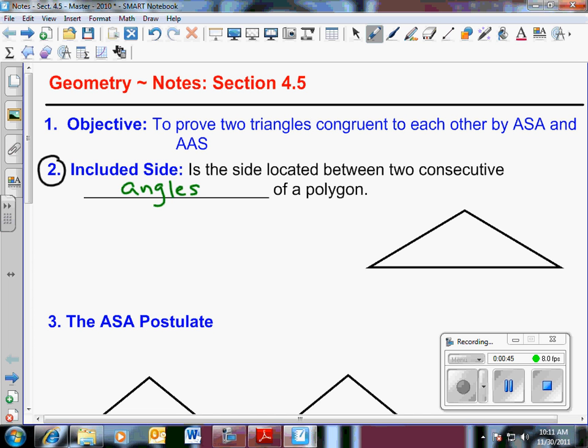Angles. So on your picture, I want you to mark the following. Angle, side, angle. That side marked right here is called the included side. It's included between two consecutive angles. Okay?